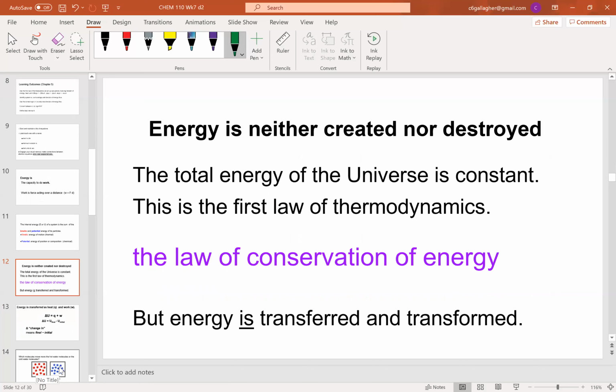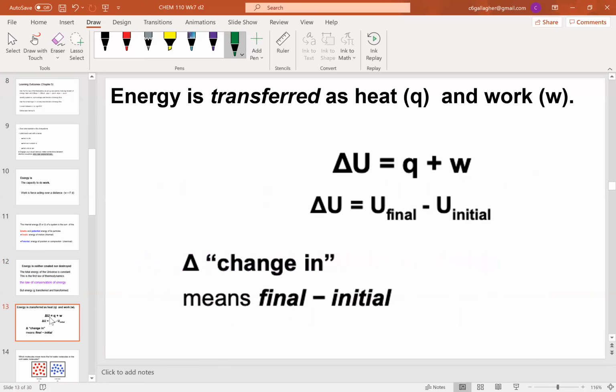And we know that energy is neither created nor destroyed. So the total energy of our universe is constant. This is what we refer to as the first law of thermodynamics, or the law of conservation of energy. But we do know that energy is transferred and transformed. If we think about how we transfer energy, we're going to transfer that energy either as heat or as work. And so our total internal energy is going to be equal to the sum of heat and work.